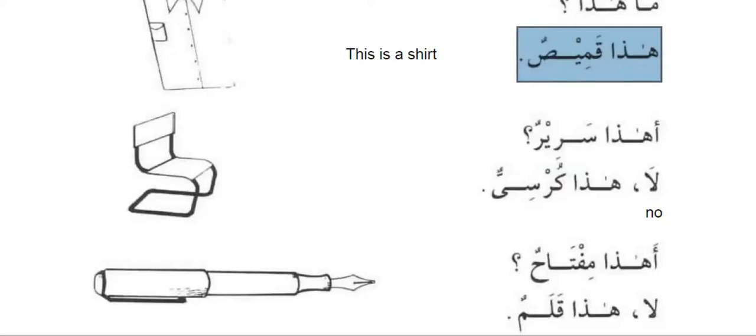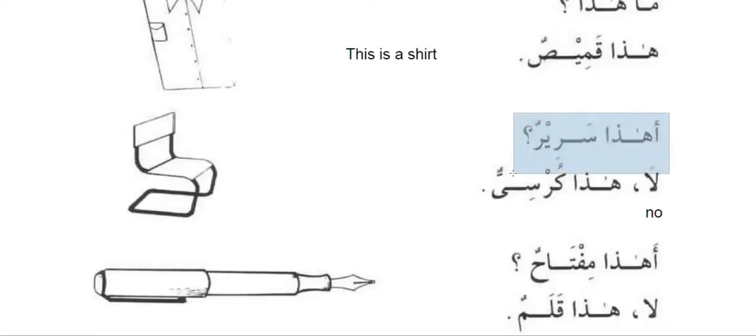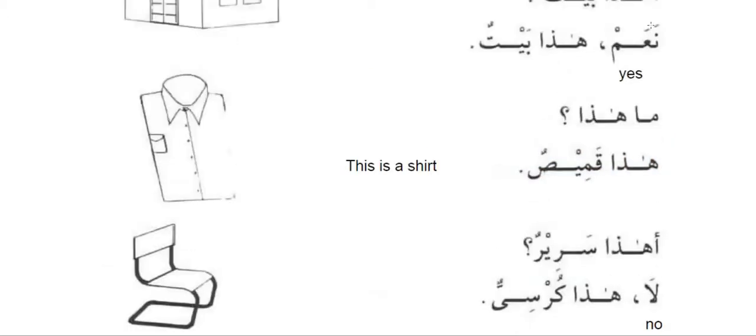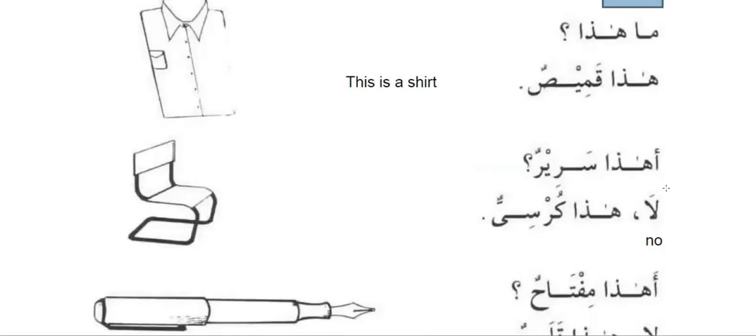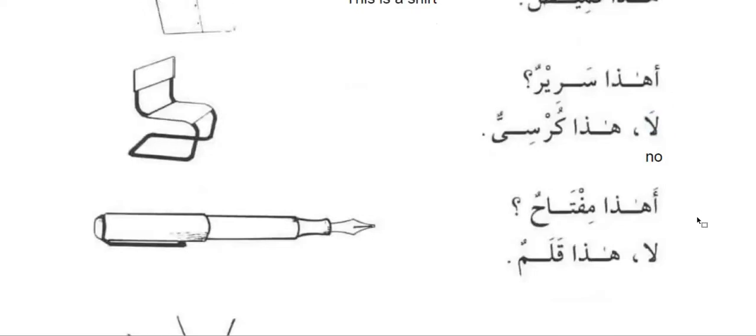Pointing to the chair, you ask the question, أهذا سرير? Is this a bed? And of course, the correct answer is لا, هذا كرسي. No, this is a chair. So whereas نعم means yes, لا means no. لا, هذا كرسي.